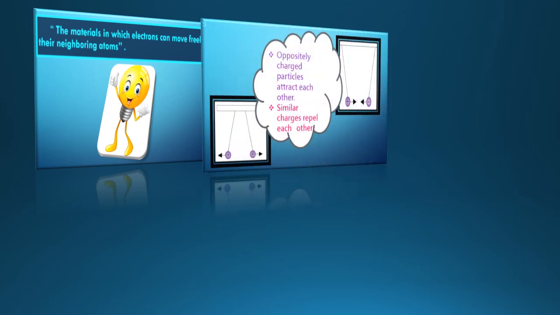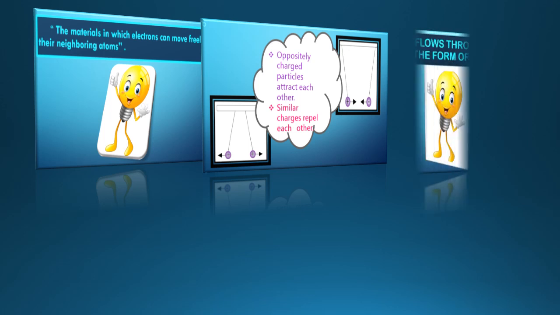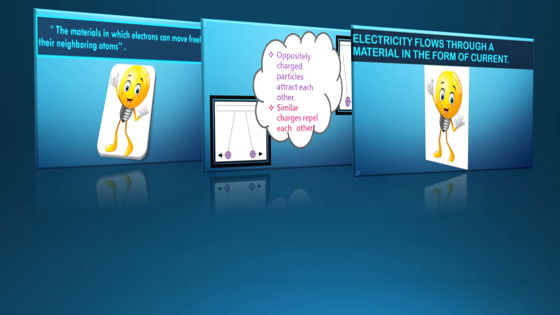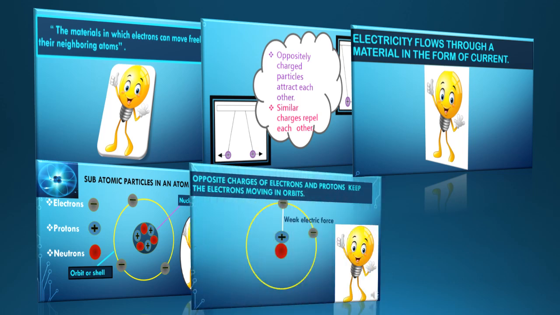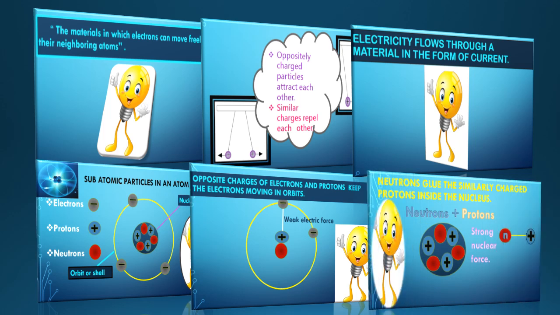Oppositely charged particles attract each other. Similar charges repel each other. Electricity flows through a material in the form of current. An atom consists of subatomic particles that are electrons, protons, and neutrons. There are weak electric forces between electrons and protons, but strong nuclear forces between neutrons and protons.